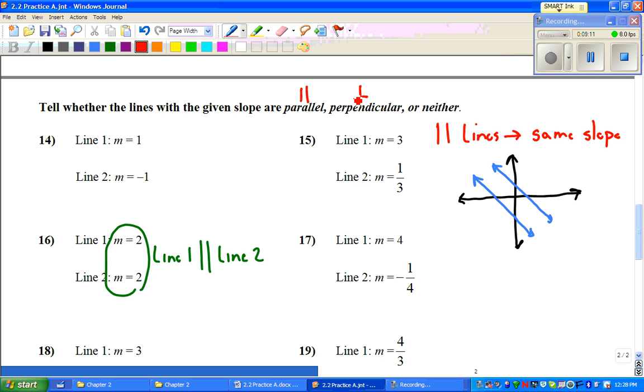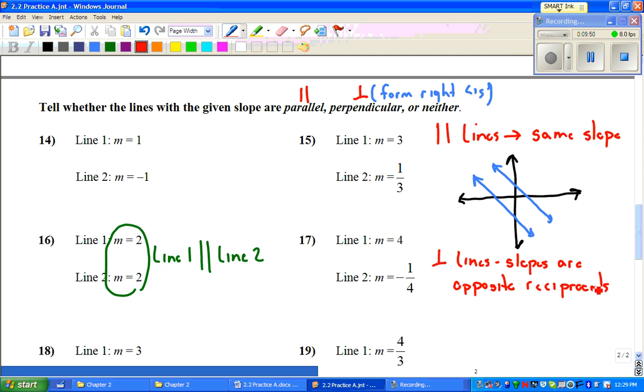Alright. Perpendicular. Upside down T. Alright, it forms a 90-degree angle. So we know that perpendicular lines, they go ahead and form right angles. Okay? So what we're going to do for that is write in what happens with perpendicular lines. Alright? Their slopes are opposite reciprocals. Opposite reciprocals. So here's the deal.